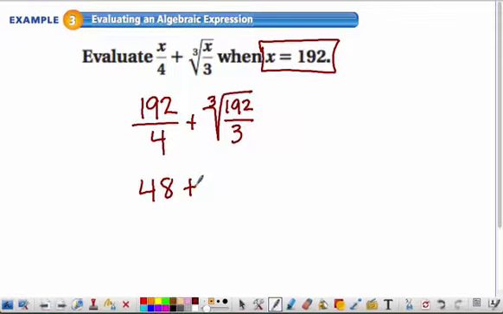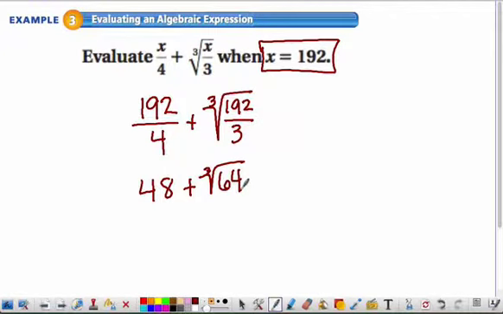When you have these fractions, you have to look at it and ask yourself, are 192 and 3 both perfect cubes? Well, I know 3 is not a perfect cube. There's no number that I can multiply by itself three times to get 3. In that case, go ahead and divide this out. Bring your cube root down and figure out what integer this is. And so 192 divided by 3 is actually 64.